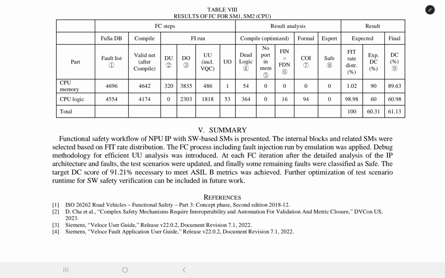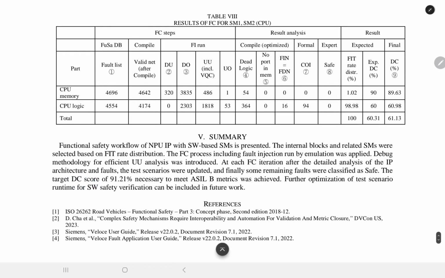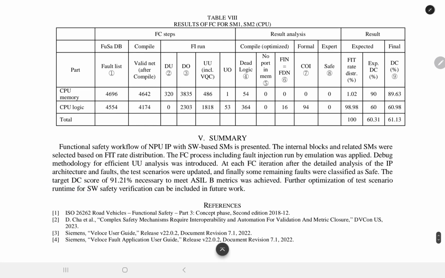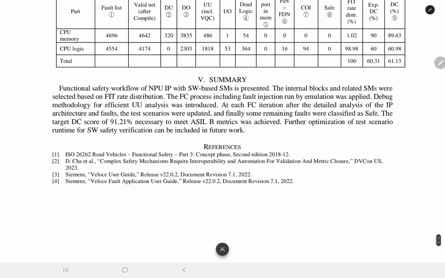The overall target diagnostic coverage score of 91.21%, necessary for the ASIL B metric, was achieved. Optimization of the test scenario runtime for software safety verification can be included in future work. Reference.